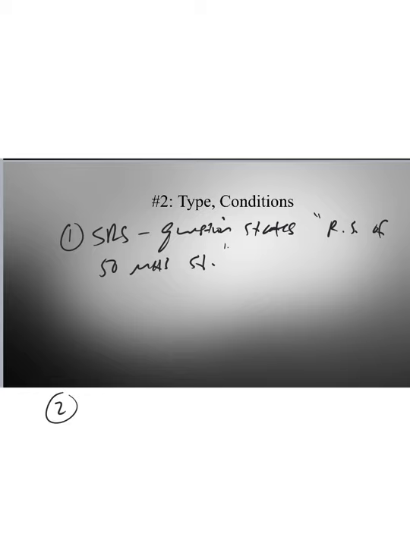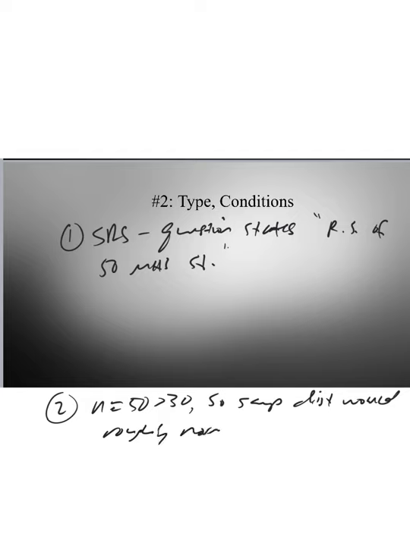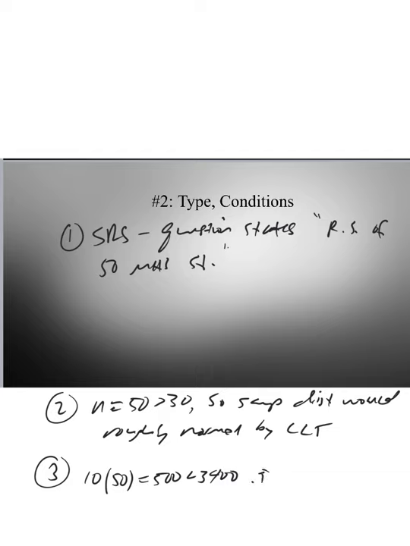To the normality piece, n is 50 again, which is greater than 30. So the sampling distribution would be roughly normal by the central limit theorem. And then again, for condition 3, we took 50 students, which is less than 10% of the entire student body, because 10% would mean that there'd be 500 students total. There's 3,400 in our building, so independence within is fair to believe.